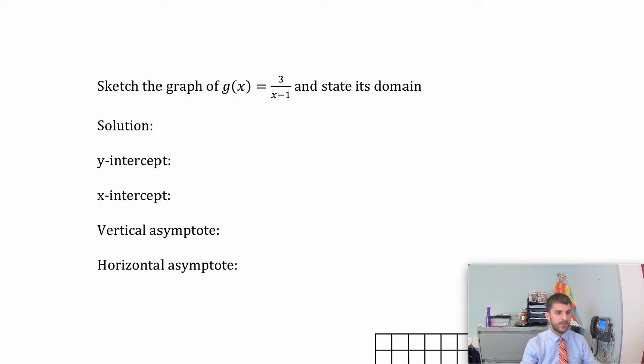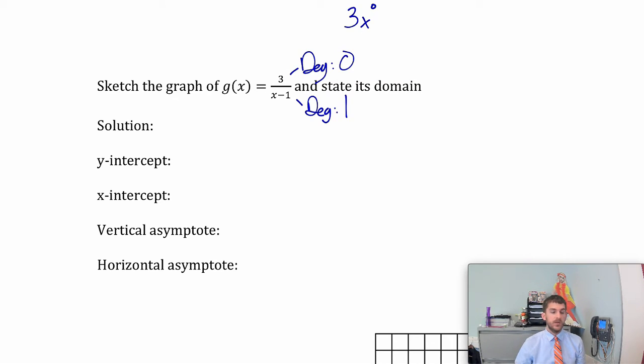So starting off, we have sketch the graph of 3 over x minus 1. Now again, just like we did in the previous one, let's identify the degrees of the numerator and denominator. So the degree of the numerator is 0. If it helps you to think about this, 3 has no exponent on it, but it's like 3x to the 0. So that'd be 0 degree. The degree of the denominator is 1 because it's got x to the first.